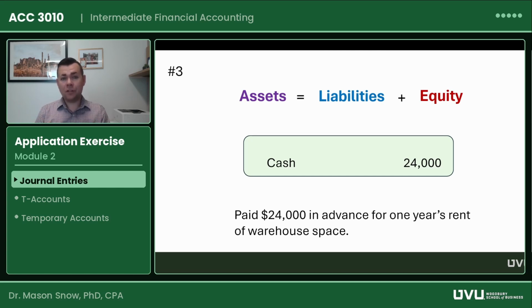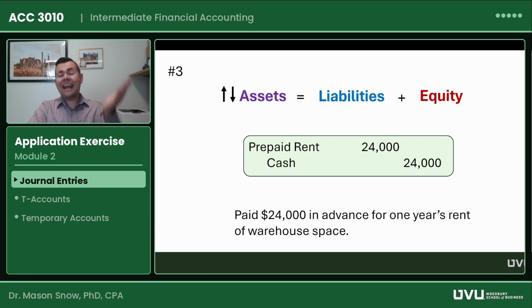This right of use of that warehouse, that's technically an asset. Prepaid expenses reflect asset accounts. So we debit prepaid rent for the $24,000. And this is where it's interesting going back to the accounting equation. This transaction reflects both an increase and a decrease in our asset at the same time, but still a dual and equal impact on that equation.